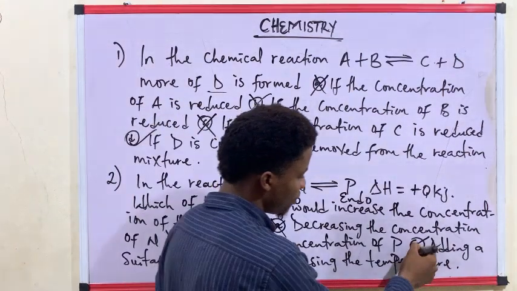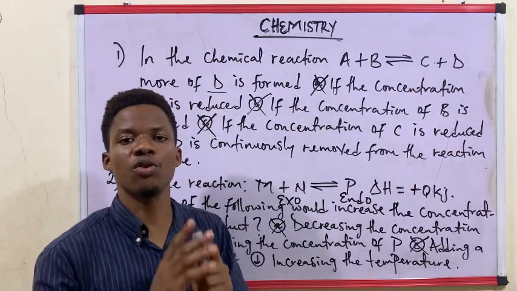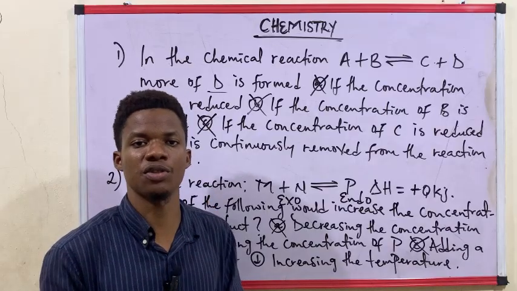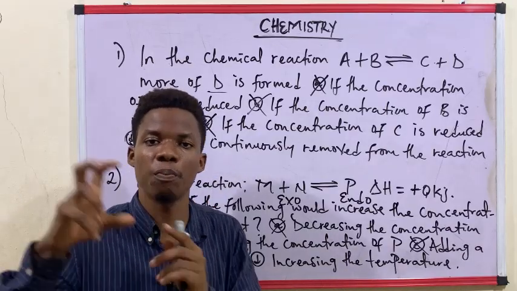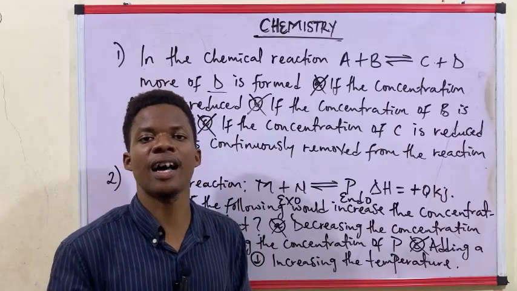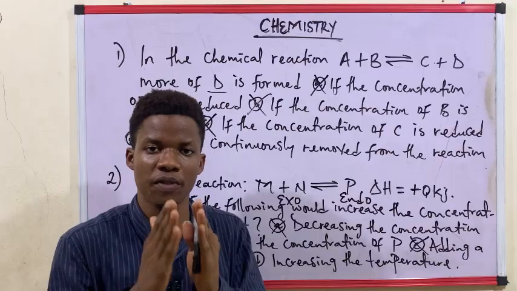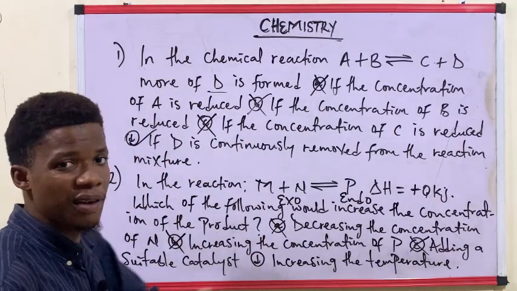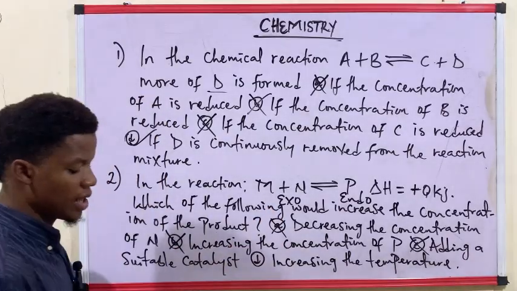C, adding a suitable catalyst. Please, this is not part of it. I want to state clearly, please take note, that addition of a catalyst has nothing to do with Le Chatelier's principle. It has nothing to do with the equilibrium position of a reaction. Catalysts have no effect on the equilibrium position of a reaction. Very important. So C is out of it. Then option D, obviously that's the answer.